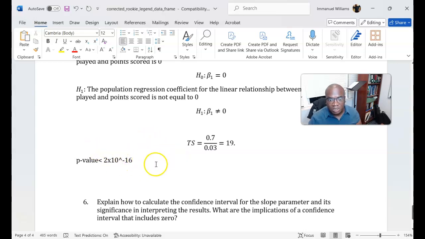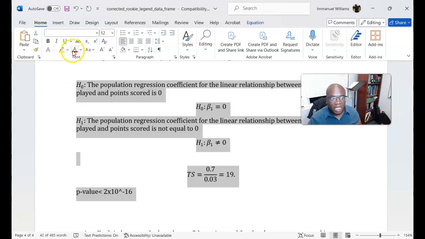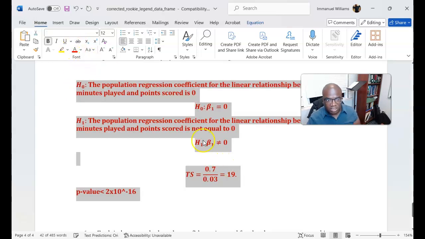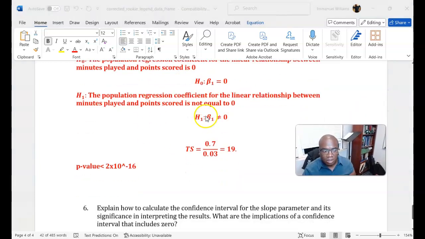So this p-value is extremely small, indicating that we have extremely strong evidence against the null hypothesis. So we should reject the null hypothesis. Okay, we should reject this claim.